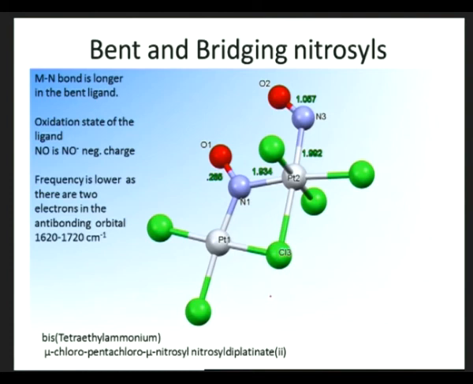And the frequencies that you observe for these bridging nitrosyls are significantly lower. It is around 1620 to 1720 cm^-1, and that is because the bond order is in fact lower than a double bond order. And you will have to use NO minus for the electron count, and you do not have the possibility of having an NO plus in this particular molecule.